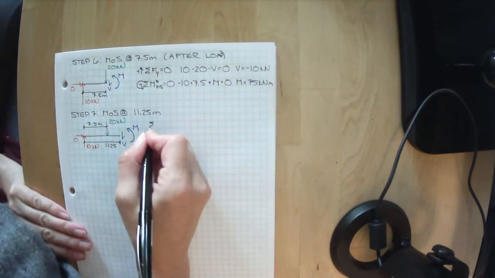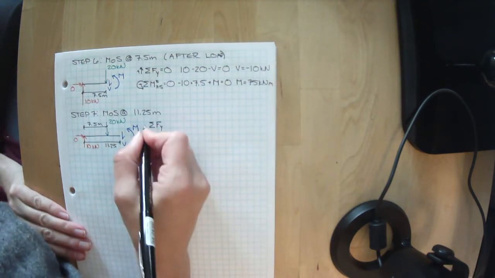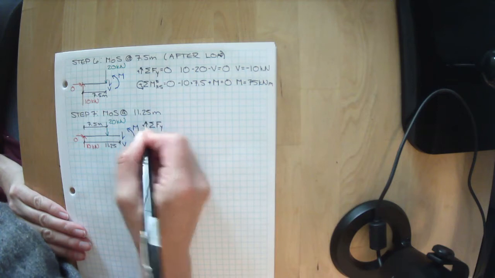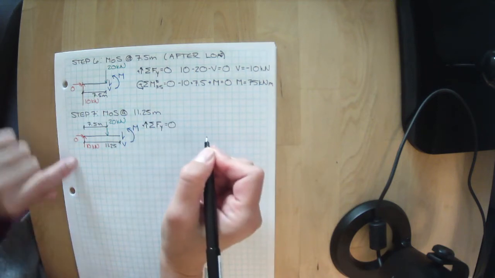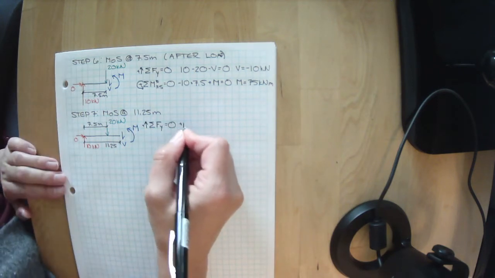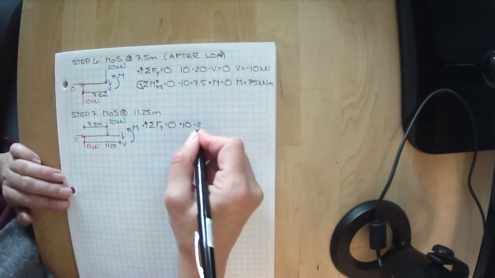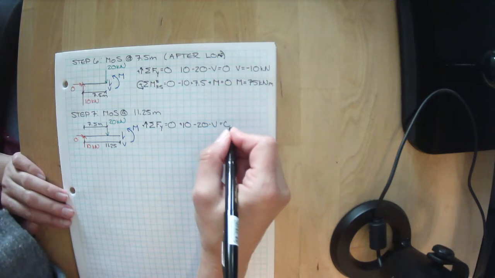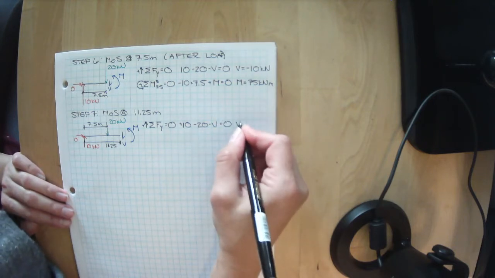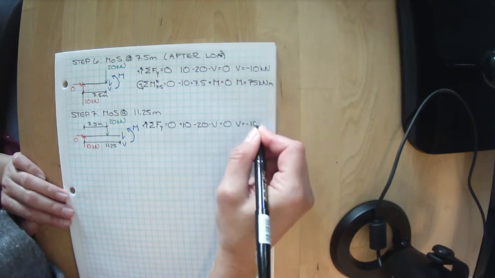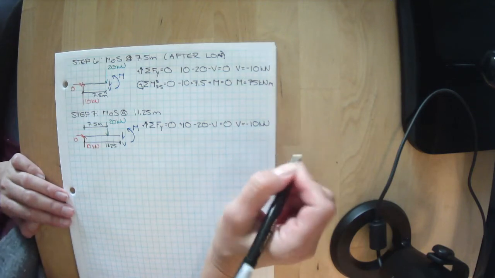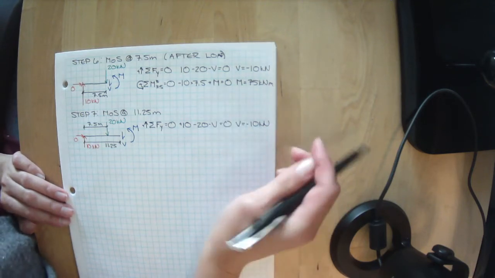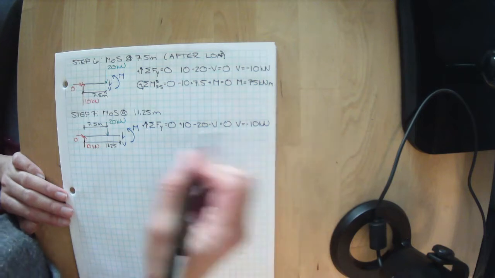So let's sum the forces in the y direction where everything upwards is positive. We've got 10 kilonewtons up, 20 kilonewtons down, and an unknown shear acting down. We can rearrange this and we get shear equals minus 10 kilonewtons. So the same value that we had just after the 20 kilonewton applied load.